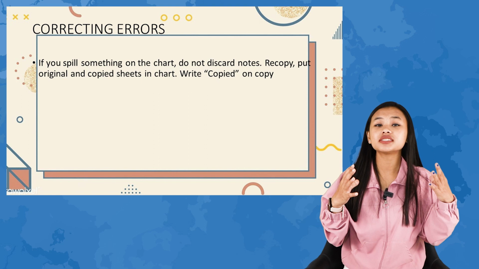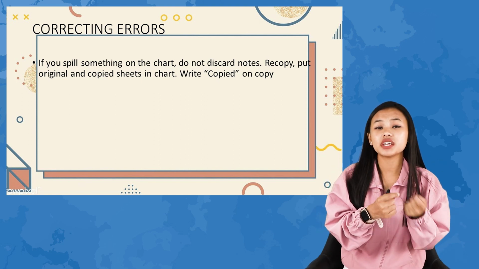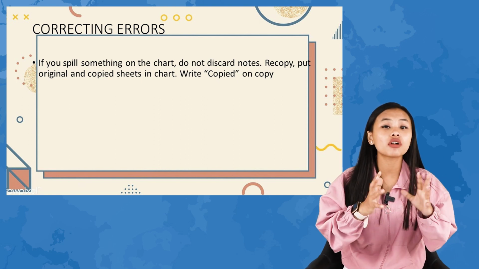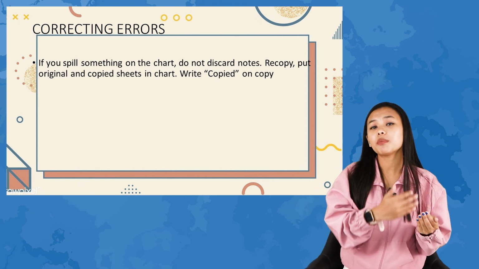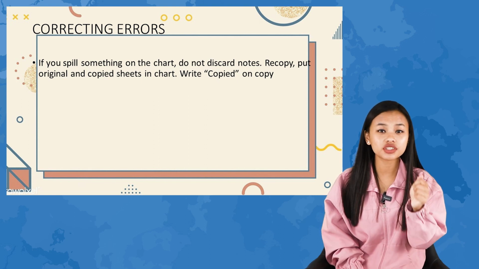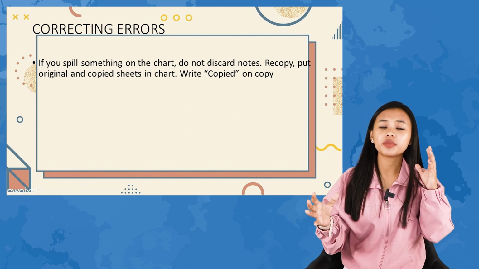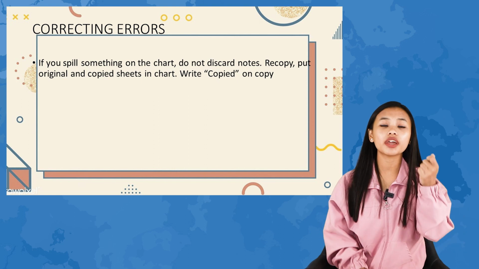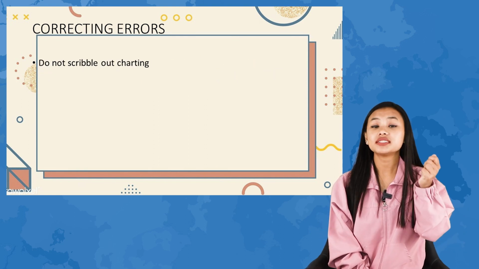So here, in case you have spilled something, or in case you have mistakenly torn the sheet of the client, you must not discard that sheet. You can take another sheet and recopy everything once more, and put these sheets together in the chart of the client, so that there will not be any confusion, and so that it will serve as proof that whatever you have copied is the same.